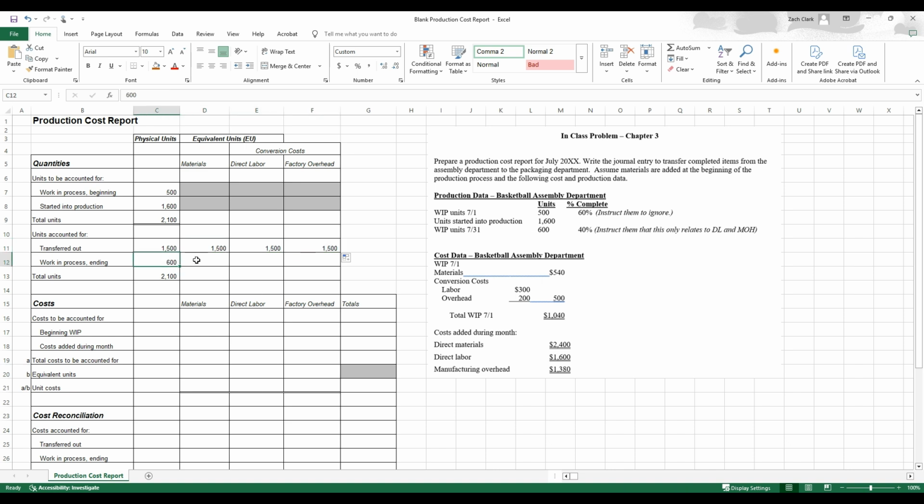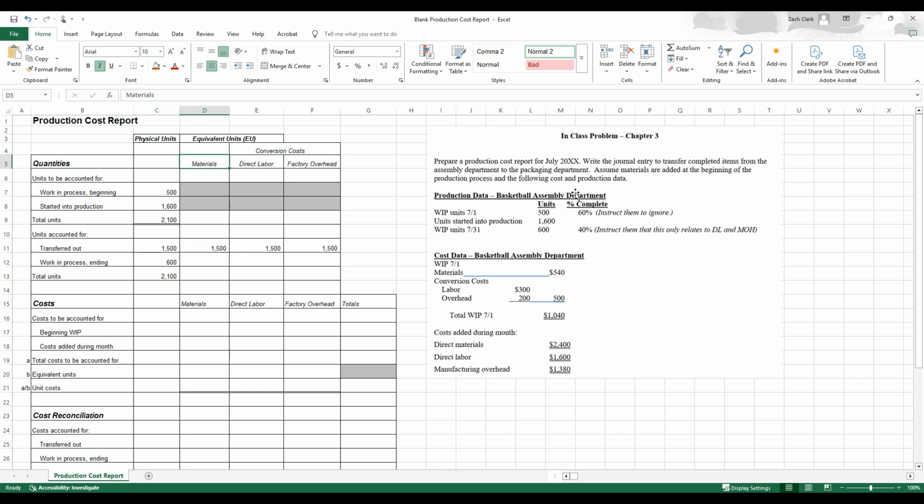Now for these 600 units that are in WIP still, so they're still in work in process at the end of the month, they're in our department still. These are gone. These are on to the next department of packaging. We're still working on these ones. And we have to think about, out of these three categories, how complete are these 600 units?